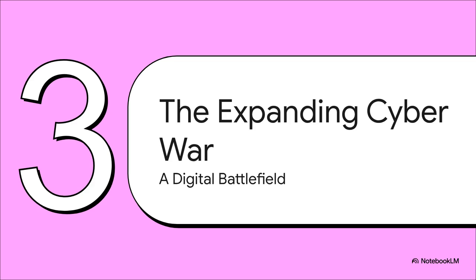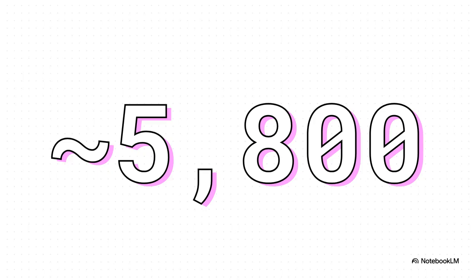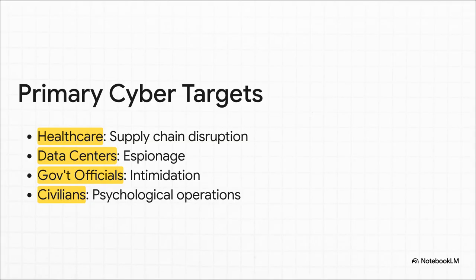The third front is one you can't see, but it's just as pervasive. We're talking about a sophisticated and expanding cyber war. And the scale here is pretty staggering. In just the past few weeks, we've observed roughly 5,800 cyber attacks, and these are coming from approximately 50 different groups affiliated with Iran, all targeting the US, Israel, and their allies in the region.